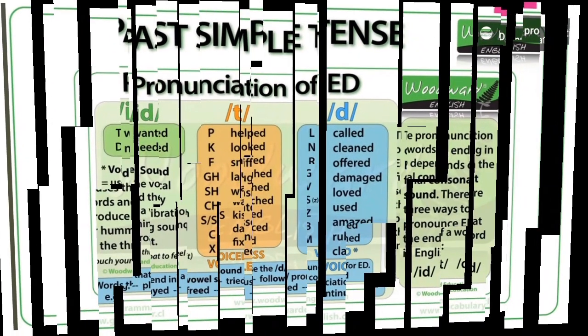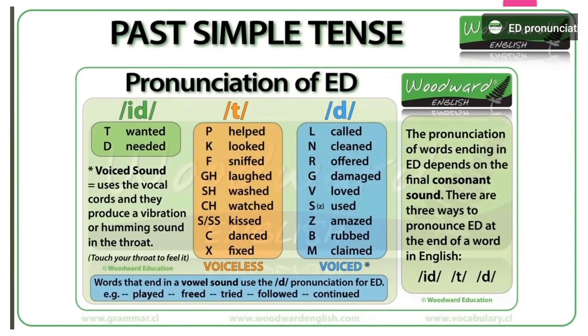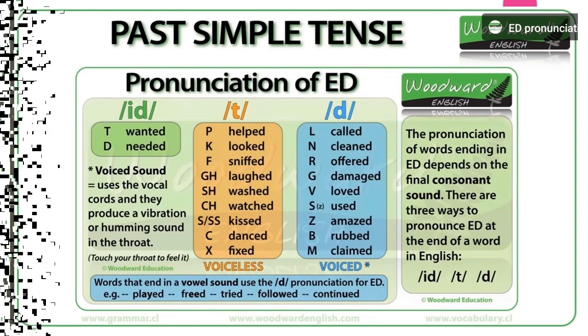When we add ed to the verb, the pronunciation will be different. For example, when the verb ends with t or d, we say id. For example, wanted, needed. However, when the verb ends with p, k, f, gh, and etc., we pronounce it t, helped, looked. However, when the verb ends with l, n, r, and etc., we pronounce it d, called, cleaned, and etc.